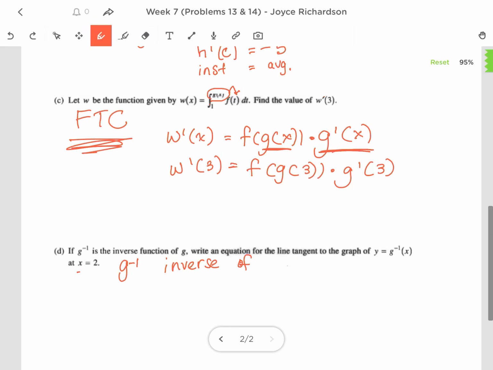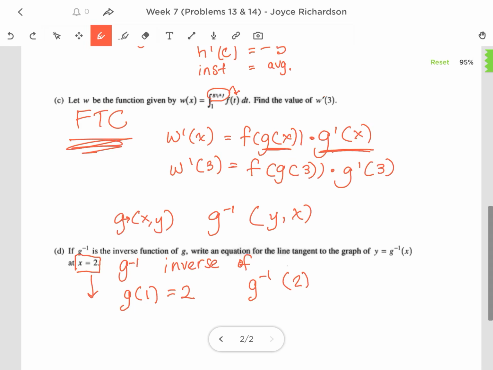So what you have to understand is that this x value for g now becomes the y value for the inverse. So if g has the point x comma y, its inverse is going to have y comma x. So g of 1 is equal to 2. That means that g inverse is going to have 2 and it will be 1.